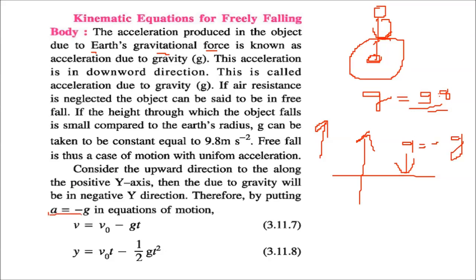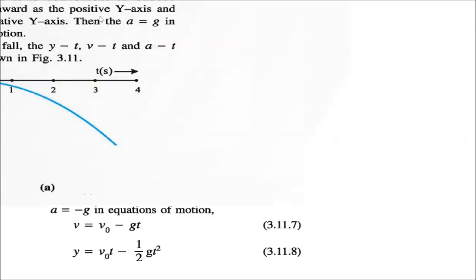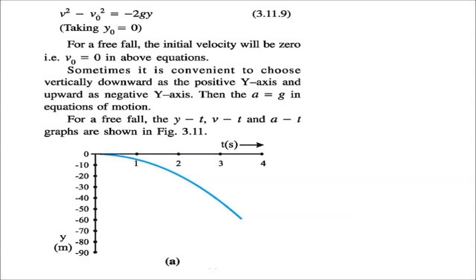Let us put it in the equation. We know v equals v0 plus at, and when we put a equal to minus g, it will be v equals v0 minus gt. Again y equals v0 t minus half gt square. Then we have v square minus v0 square equals minus 2gy. If we talk about free fall, the initial velocity will be 0, because say you are on a tower and you are dropping something, the initial velocity is 0, and of course it is going to gain some velocity because of gravity.